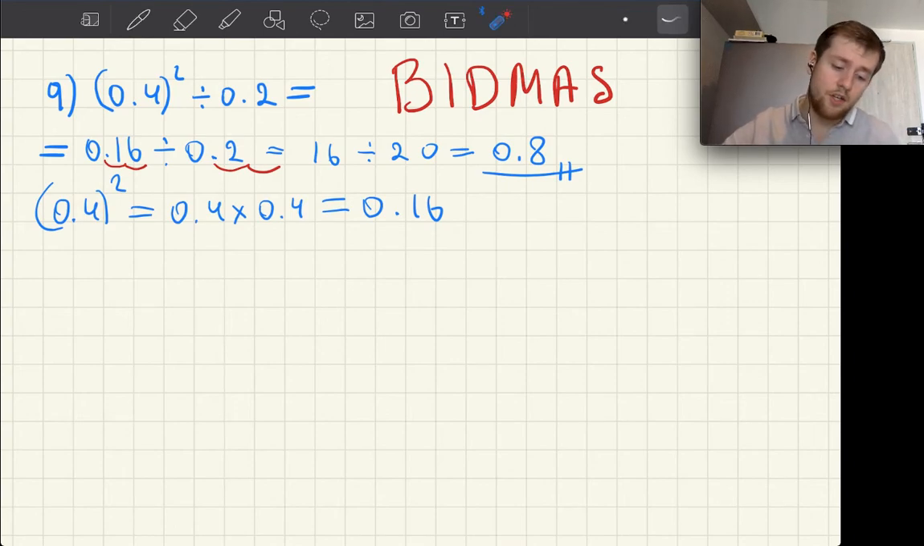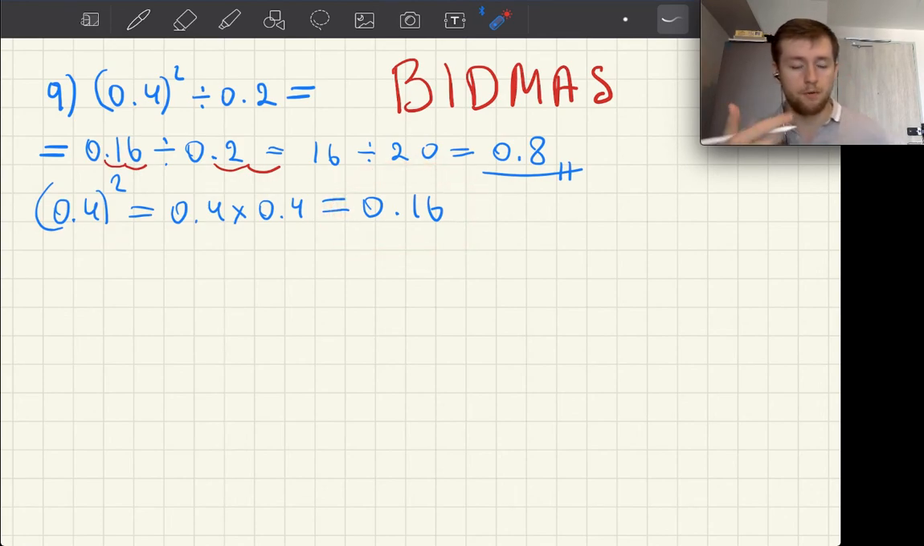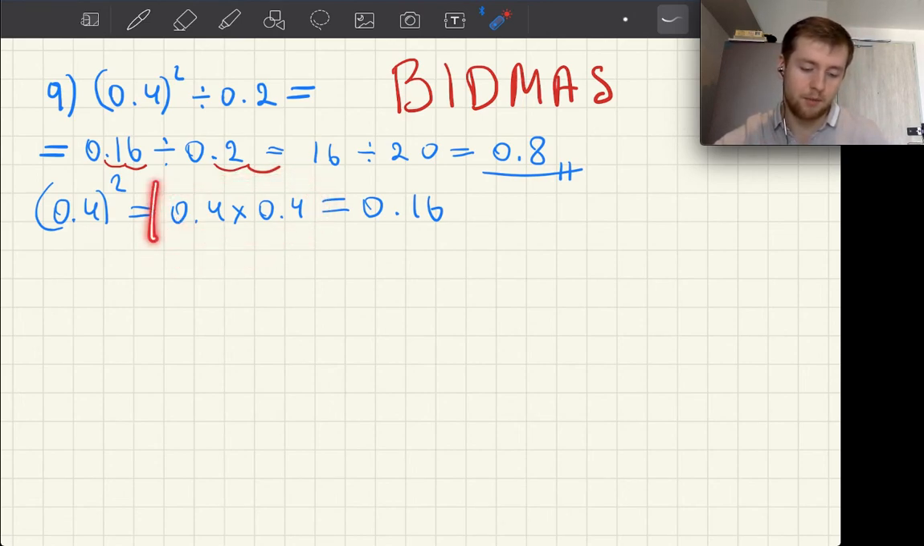Again, please pay attention. 0.4 squared is equal to 0.16. You can check this by multiplying them yourself. I'm not going to go too much into detail, but this is where a lot of mistakes happen, so please pay attention when you square the decimal numbers.